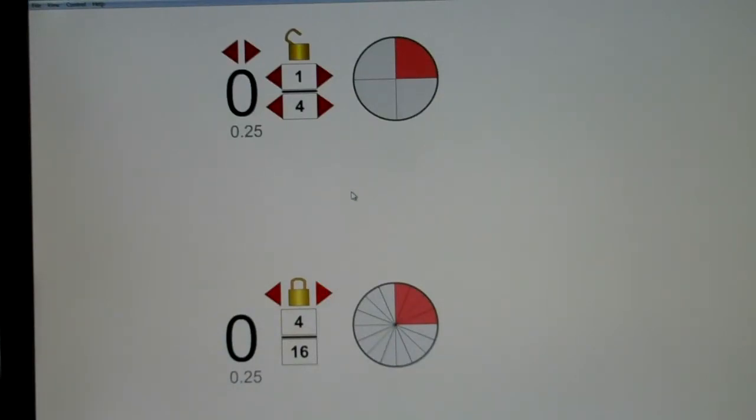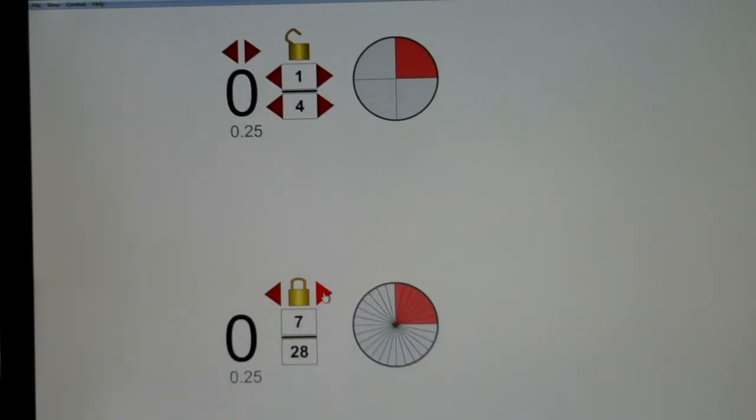So we'd expect the next one to be 5 times 1 is 5 at the top. 4 times 5 is 20 at the bottom. So we'd expect it to be 5 out of 20. And yes, it is. 6th gear, 1 times 6 is 6. 4 times 6 is 24. 6 out of 24. Yes, that's right.